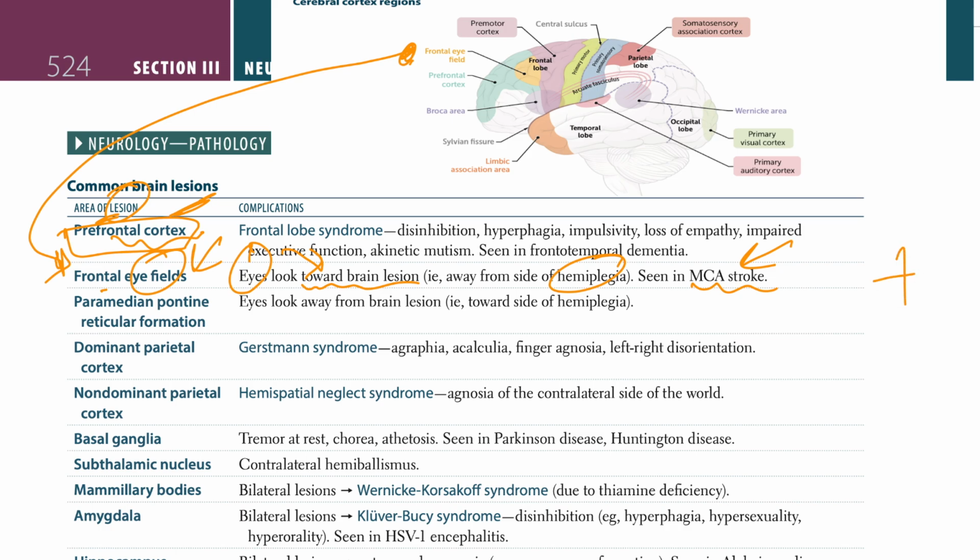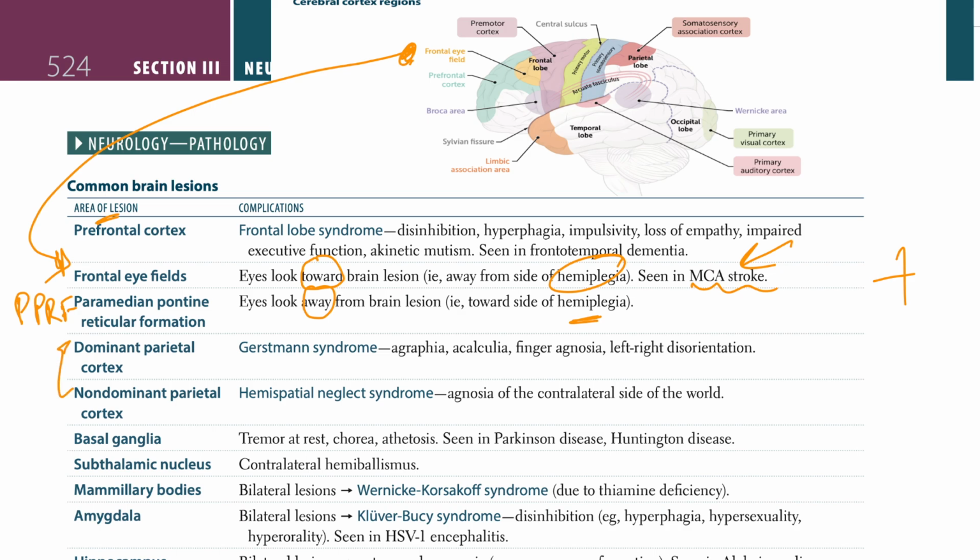Then you have the paramedian pontine reticular formation, PPRF. There, the eyes look away. Here's the difference. If you have a problem in the frontal eye field, which is in the frontal lobe, the eyes will look towards the lesion. While if you have a problem in the PPRF, the eyes will look away from the brain lesion, towards the hemiplegia.